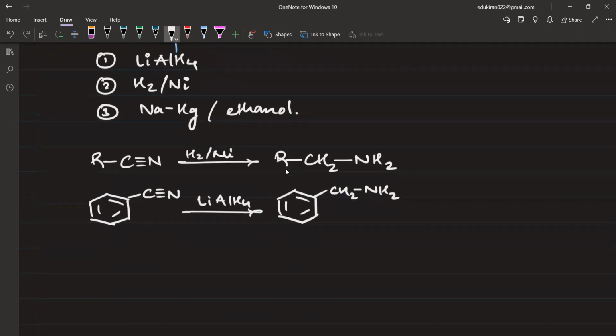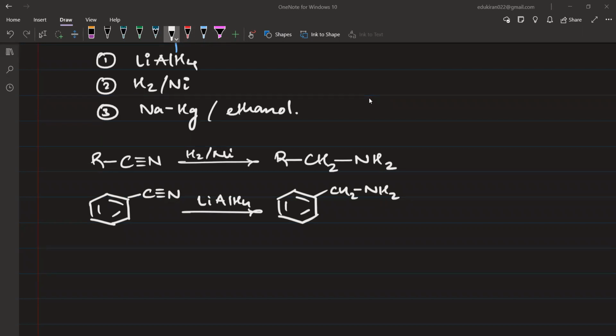So this nitrile reaction and the other reaction that is with a Grignard reagent. There is one reaction with Grignard reagent. No, not with Grignard reagent. Okay. Yes, lithium aluminum hydride is a very strong reducing agent.